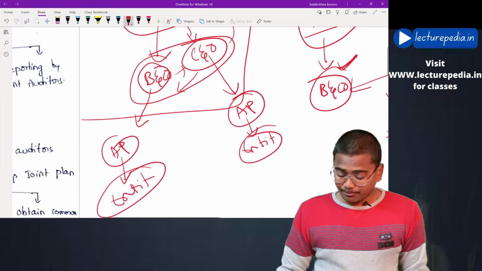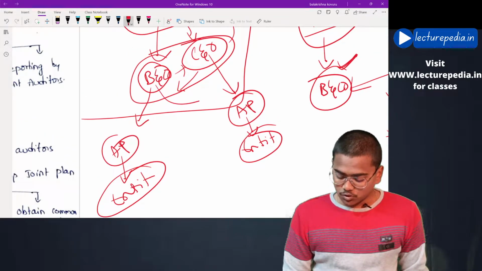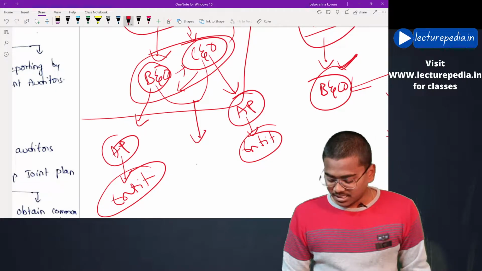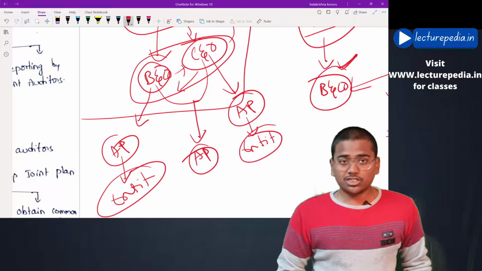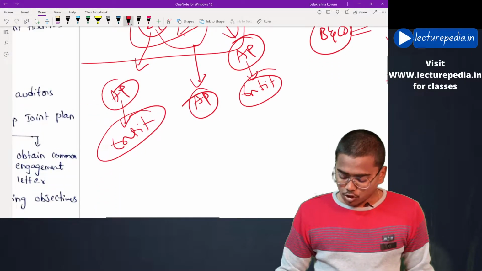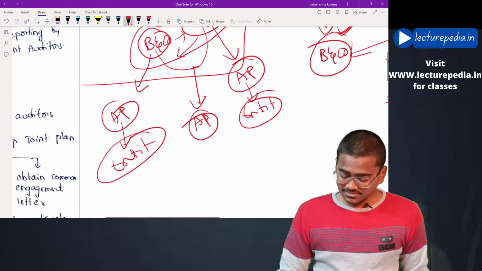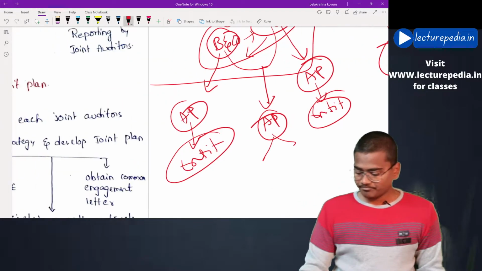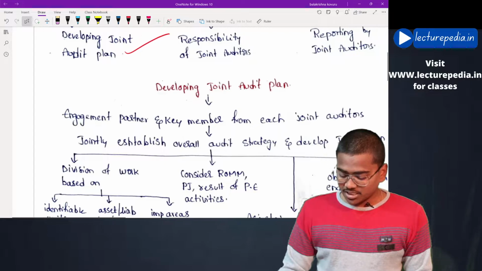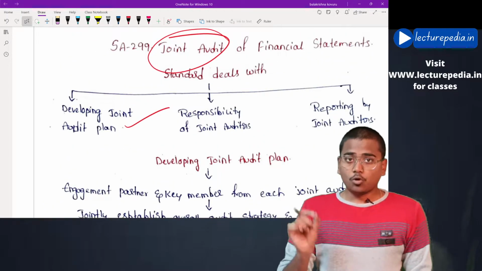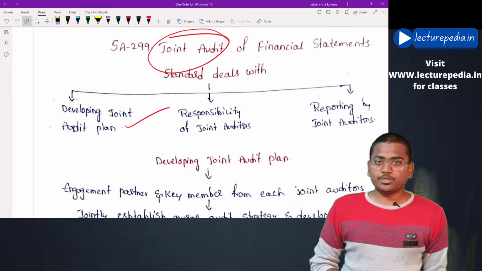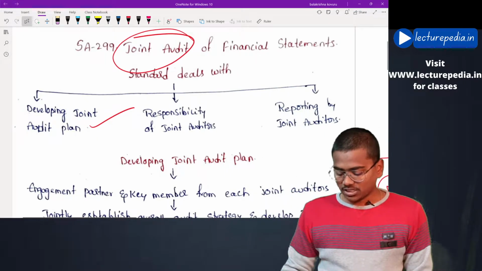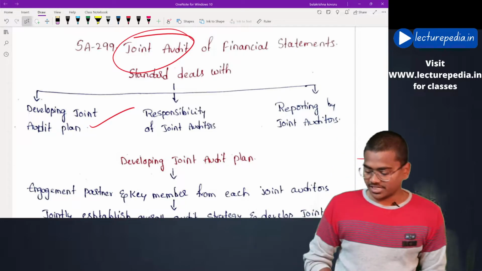Thereby, at the planning stage, they have to discuss together among themselves and should develop a joint audit plan. In this joint audit plan, they can segregate the duties among themselves. Thereby, in the joint audit, only a single audit plan will be developed by all the auditors together. They cannot have their own audit plan separately.